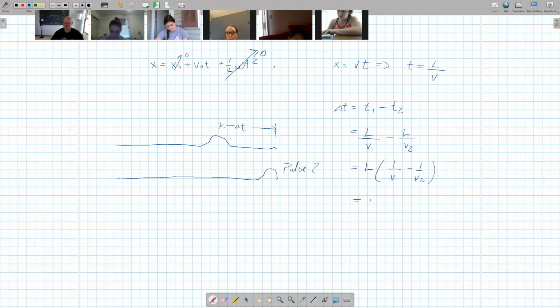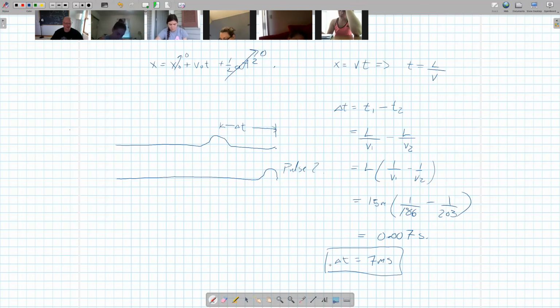So it's the same thing as 15 meters times 1 over 186 minus 1 over 203, which works out to be about 0.007 seconds. So it takes the first wave 7 milliseconds longer to reach the end. The change in time between the two is 7 milliseconds.